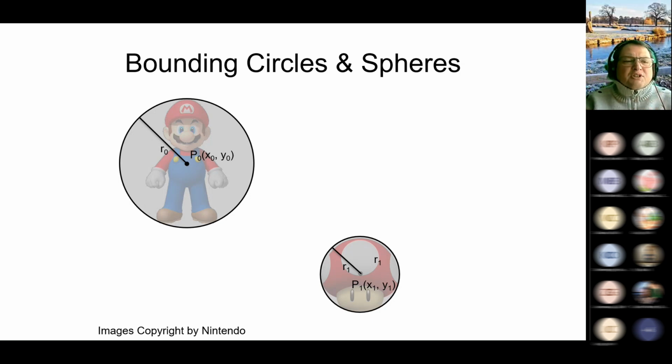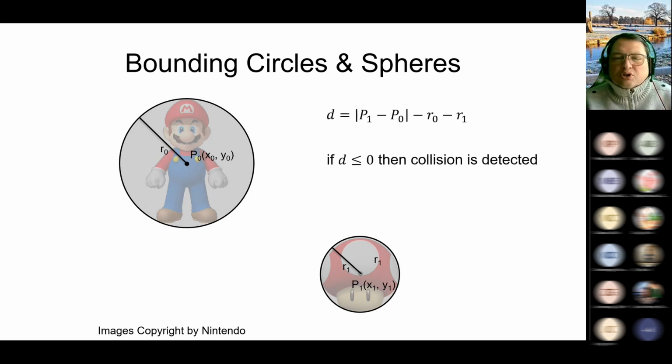All right. Of course, some objects will fit in nearly perfectly into a circle. Look at this mushroom here. It's nearly circular. Mario is not so circular, so there is plenty of empty space. But basically, this is some kind of estimation. All right. So what we do is we calculate the distance between the bounding circles, and if the distance between bounding circles is less than 0 or 0, then the collision is detected.